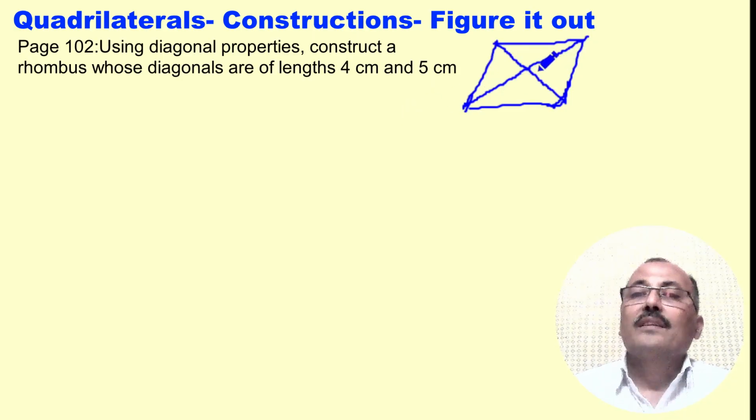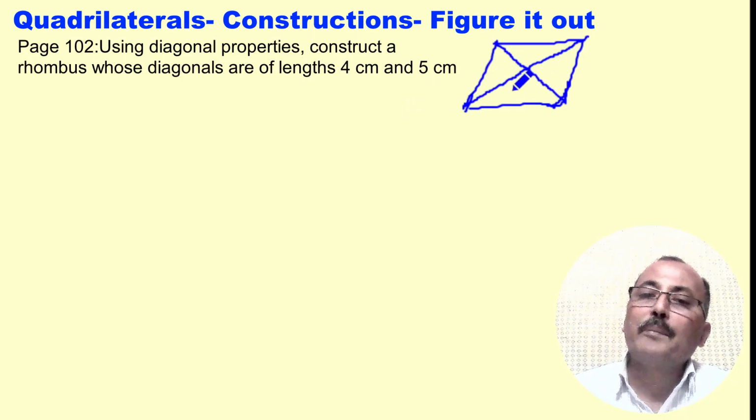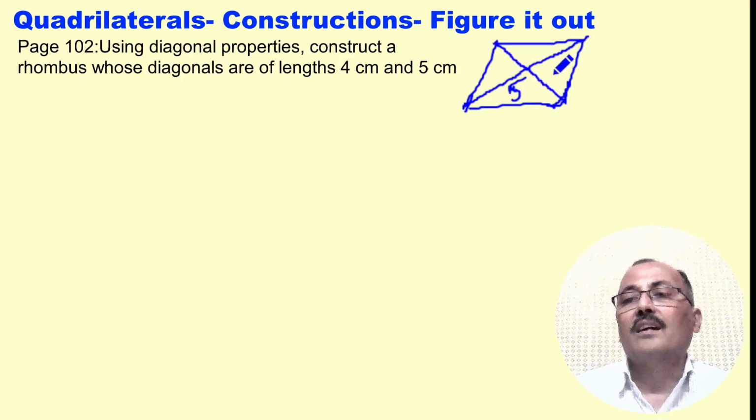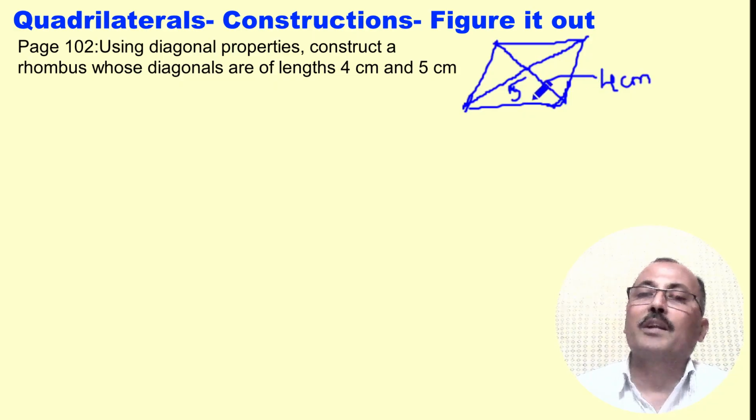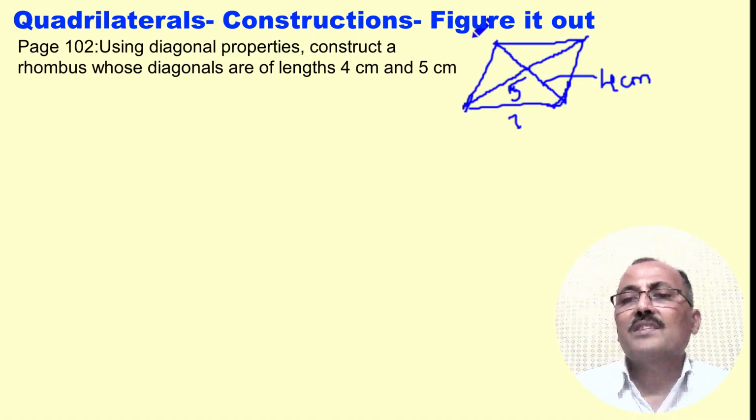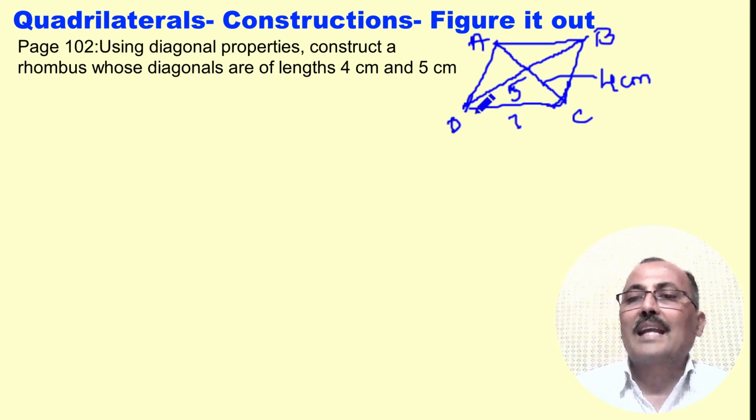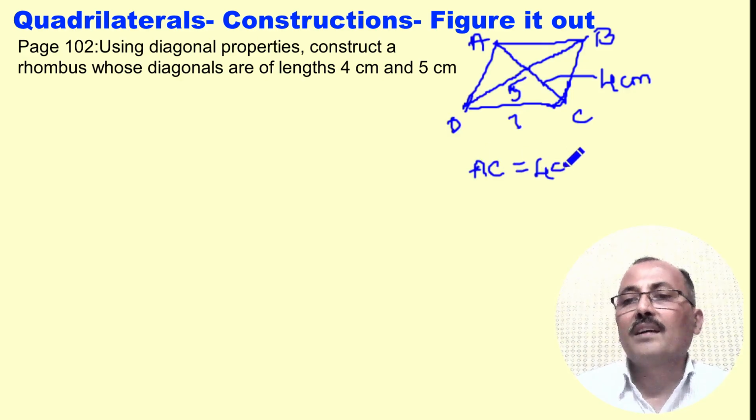Okay. Now, the diagonals they gave: one is 5 cm diagonal, full length, and this one is 4 cm. But the sides are not given. Sides and all, we don't know. No problem. So let us name this rhombus as A, B, C, D, where the diagonals are DB and AC. So I can write AC equal to 4 cm and DB equal to 5 cm, because that is needed.